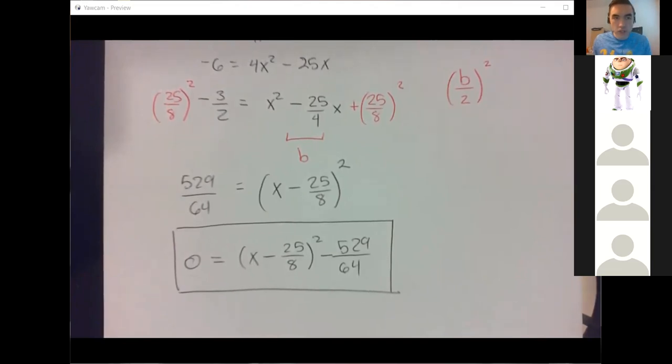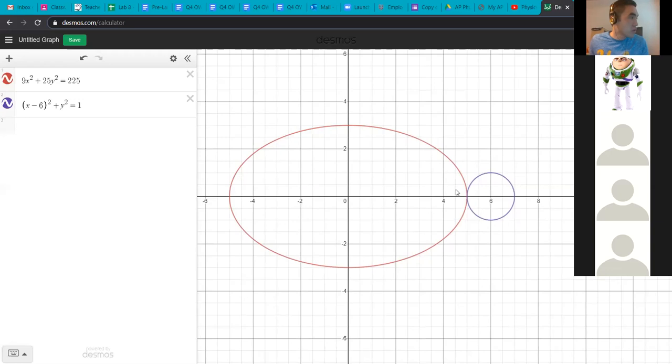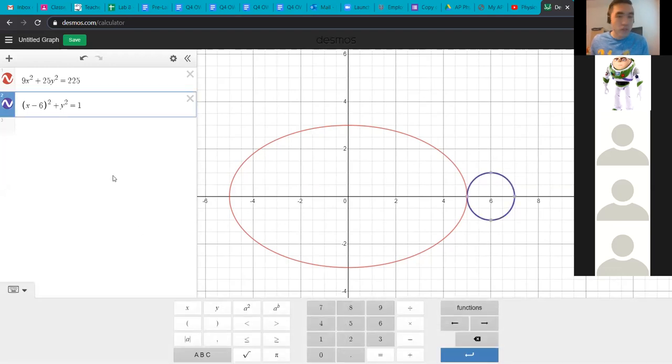Yeah. Give me one second. I'm graphing it in Desmos. And then I'll show y'all how to do the algebra for this one. Okay, so here's our graph. That first equation, 9x squared plus 25y squared is equal to 225, gives us our big red ellipse. And then the equation down here, (x minus 6) quantity squared plus y squared is equal to 1, is a circle with a radius of 1 shifted over 6 units to the right. And so they only have one point of intersection. Is that okay?